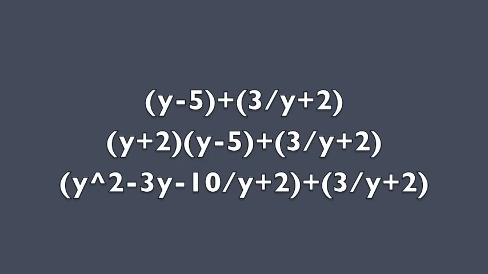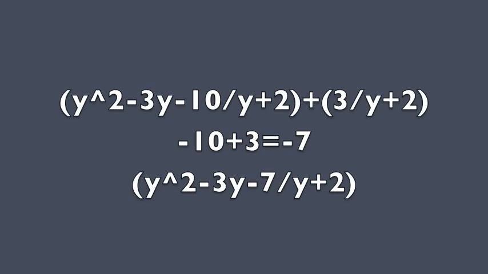Y minus 5 is put over 1. Then, wait, David, how do you do that? How do you get the denominators to be equal? Well, since the denominator of the other fraction is y plus 2, we should multiply the denominator of this equation by y plus 2. However, to abide by legal math rules, we must multiply the numerator by y plus 2. By FOILing, we should get y squared minus 3y minus 10 over y plus 2.